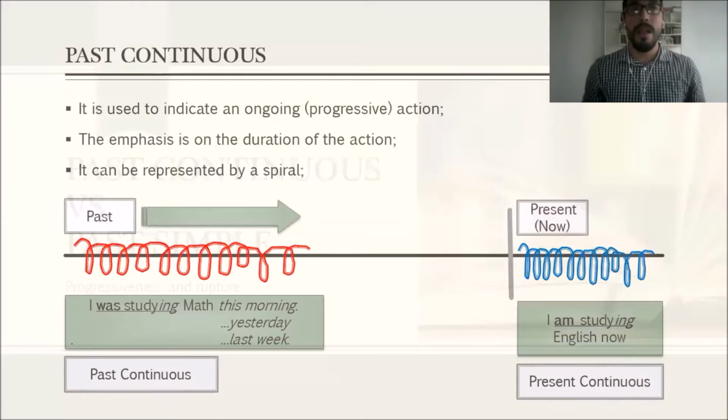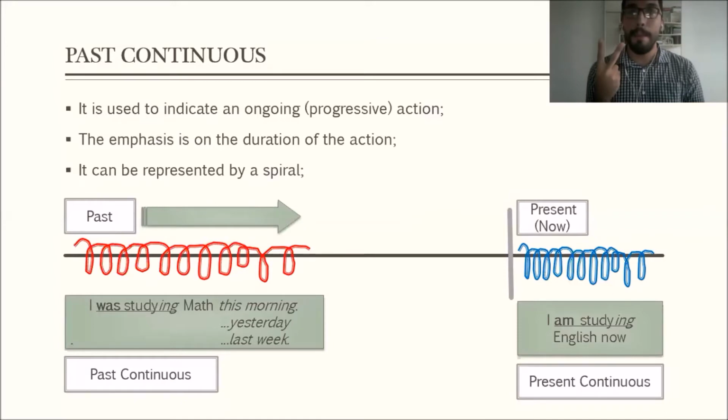All right, so past continuous. First of all, it is used to indicate an ongoing, progressive action. Ongoing and progressive are synonyms. It means that they have a duration. They are occurring, they are continuous. Second, the emphasis is on the duration of the action, not on the action itself.